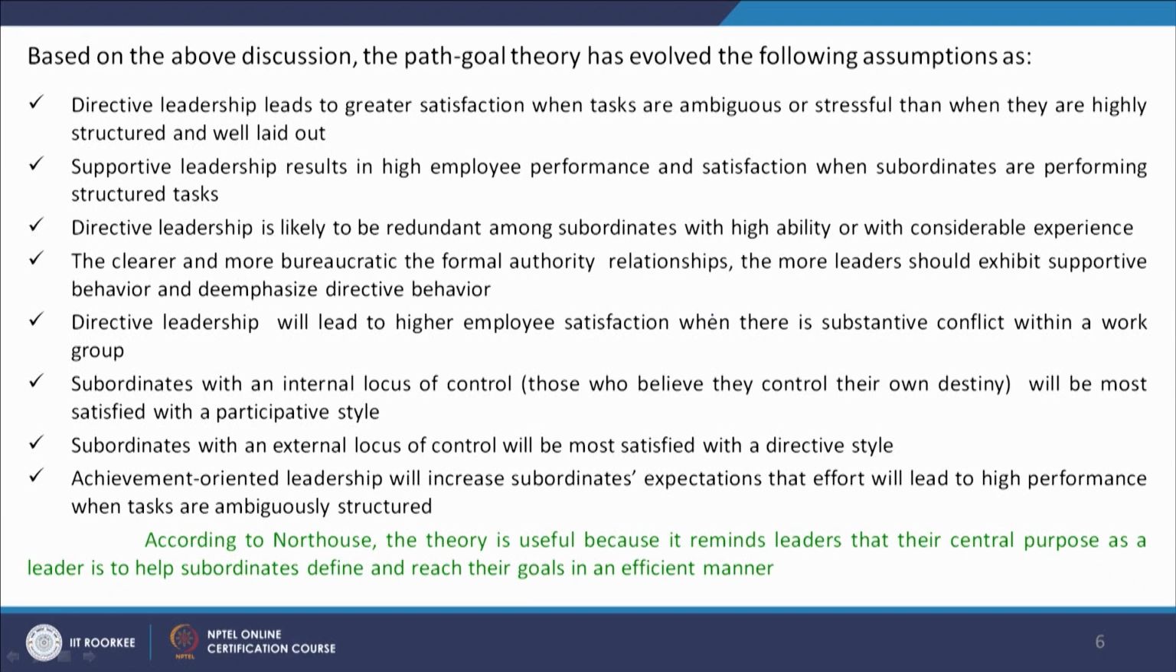So, this is one more theory that we have covered as the contingency model of leadership. Next comes another theory, that is the leader participation model, which we will discuss in the next class.